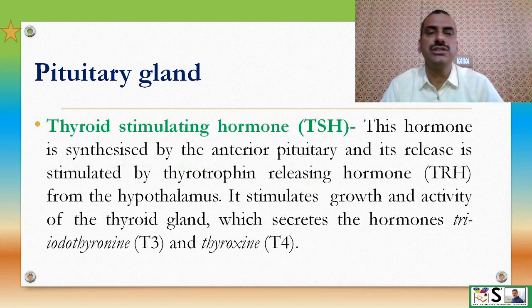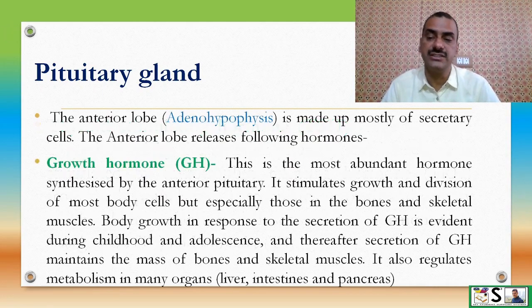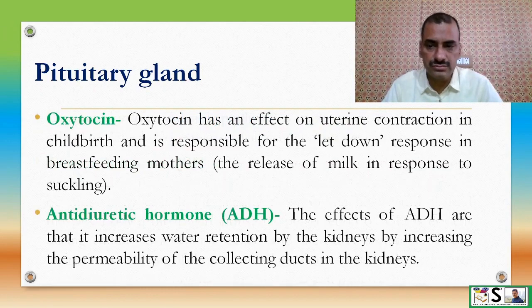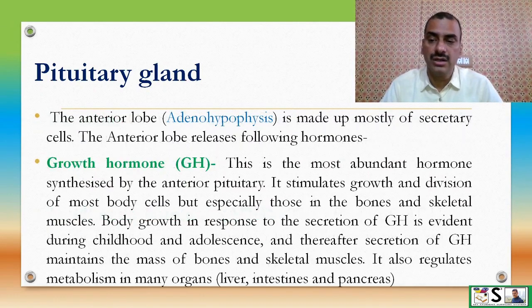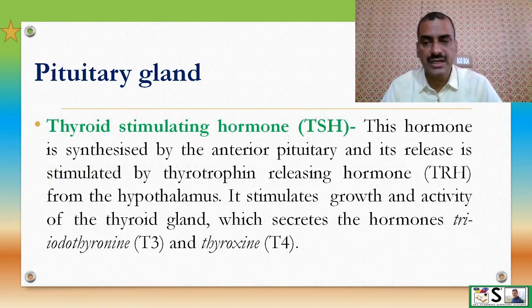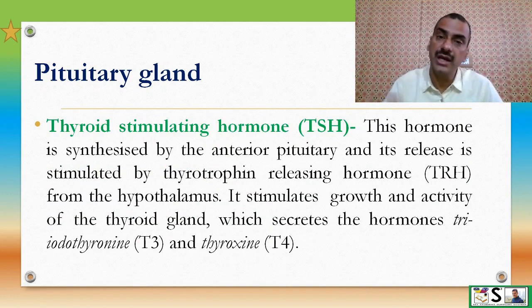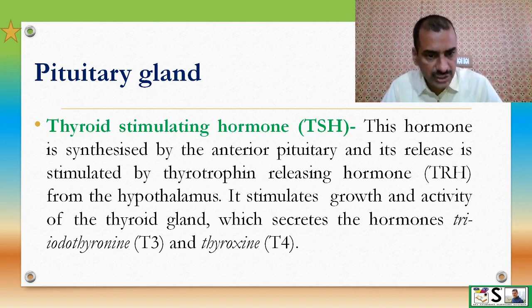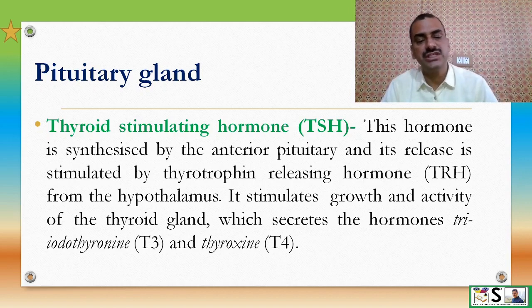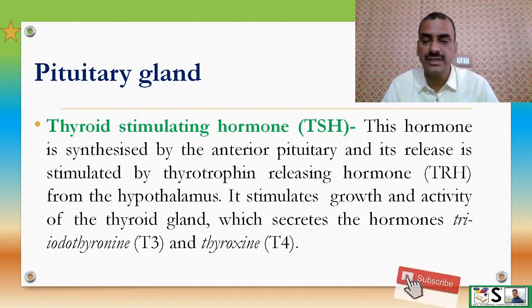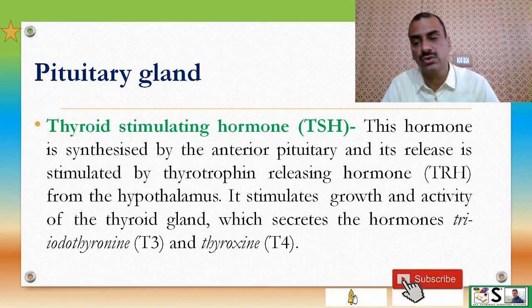Next hormone is thyroid-stimulating hormone or TSH. This hormone is synthesized by anterior pituitary and its release is controlled by TRH, thyrotropin releasing hormone by hypothalamus. It stimulates the growth and activity of thyroid gland which secretes hormone T3 and T4. T3 is triiodothyronine and T4 thyroxine.